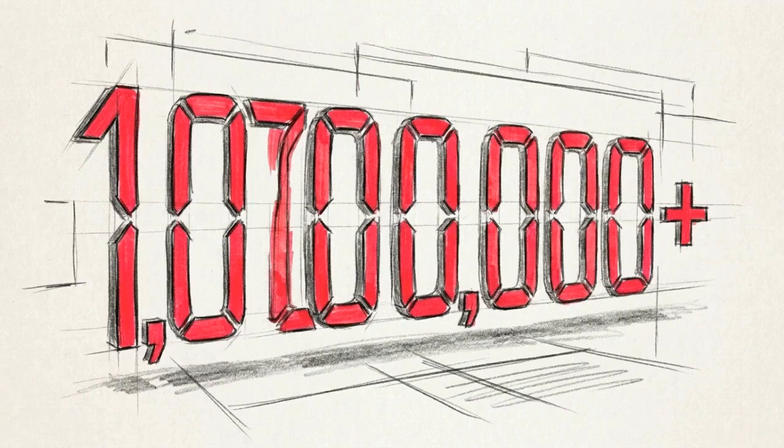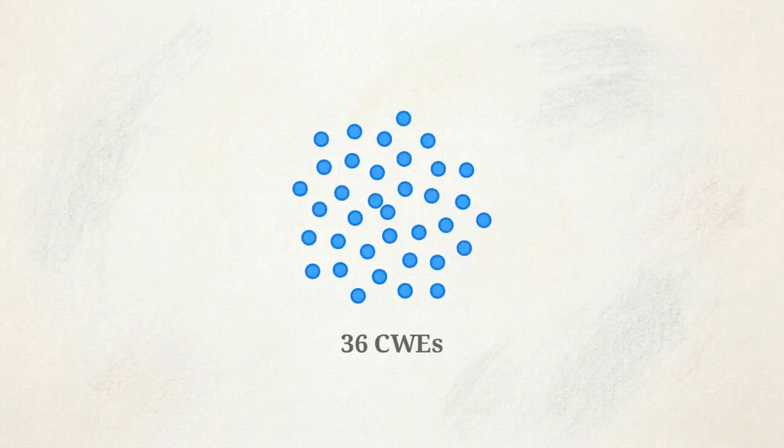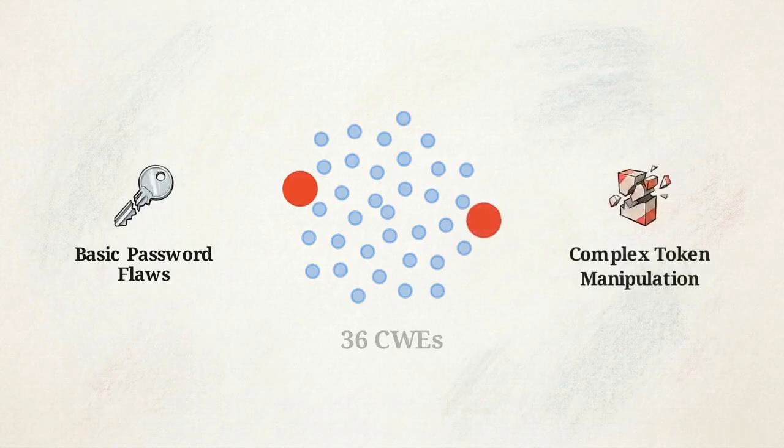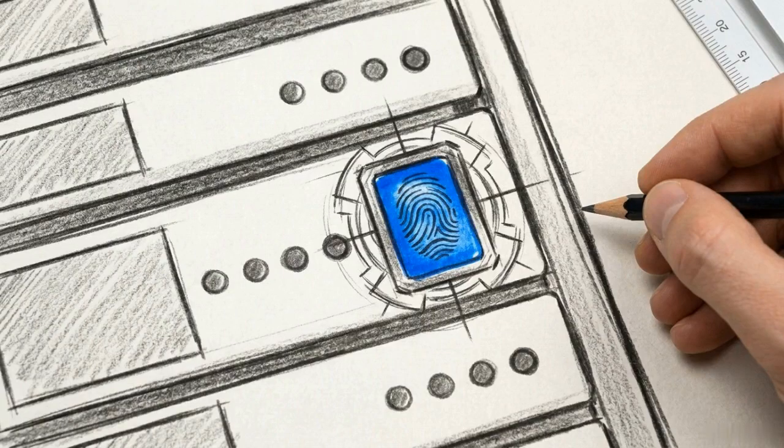Recent datasets show over 1 million recorded occurrences of this vulnerability class in the wild. It encompasses 36 distinct common weakness enumerations, or CWEs, ranging from basic password flaws to complex token manipulation. Modern application security depends on the rigorous, ongoing maintenance of identity state.